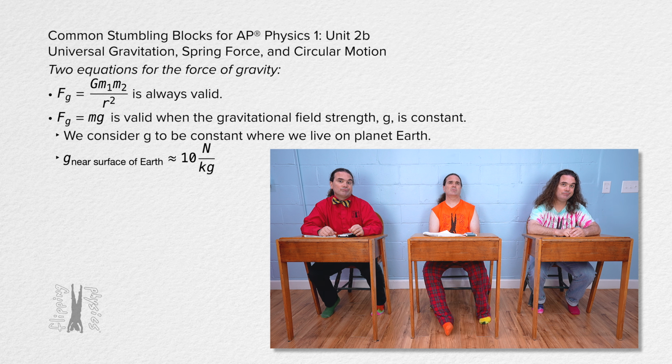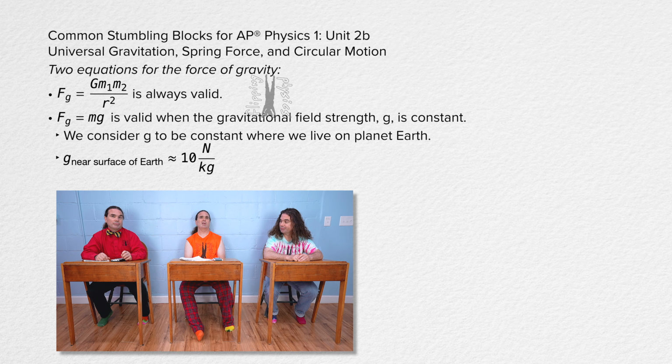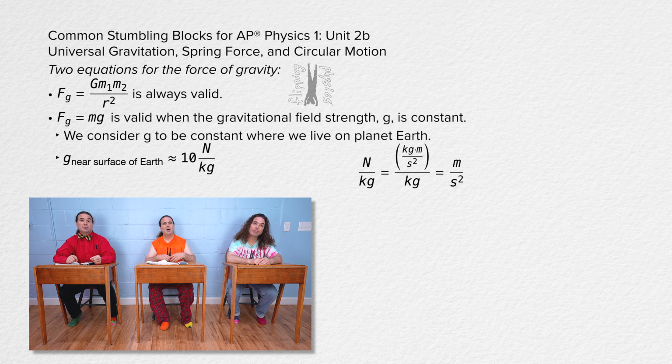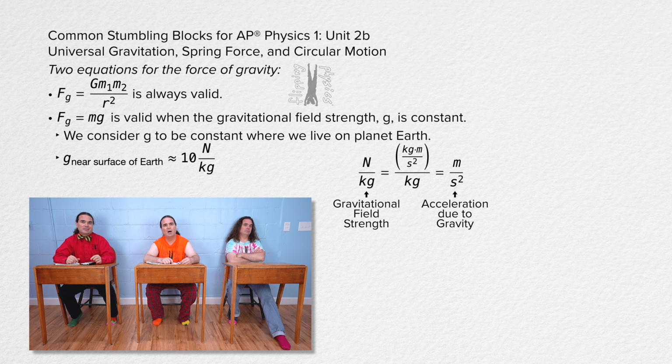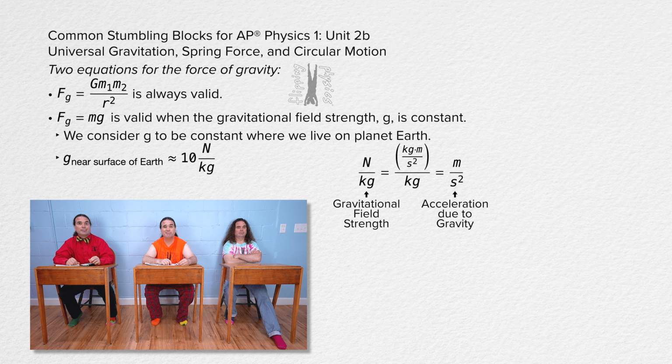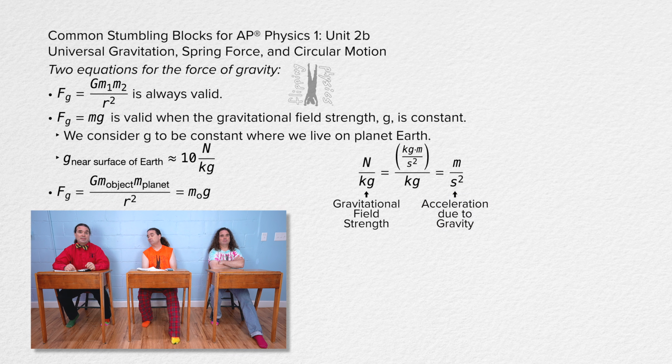I thought the units were meters per second squared. Newtons per kilogram and meters per second squared are equivalent. It is just that we typically use newtons per kilogram as the units for gravitational field strength and meters per second squared for the acceleration due to gravity, but really they are the same thing. Okay, sure. Also, you can set the two equations equal to one another to solve for the acceleration due to gravity near the surface of any planet.